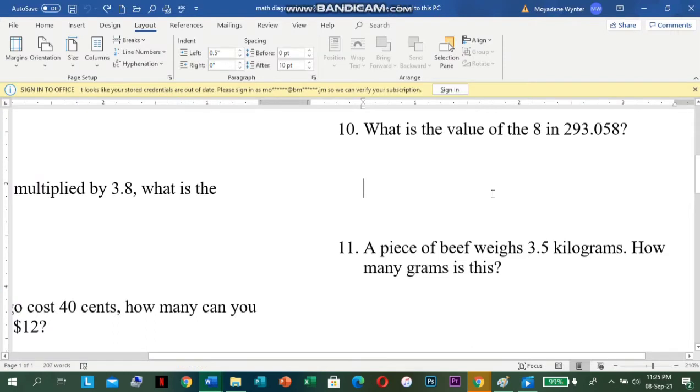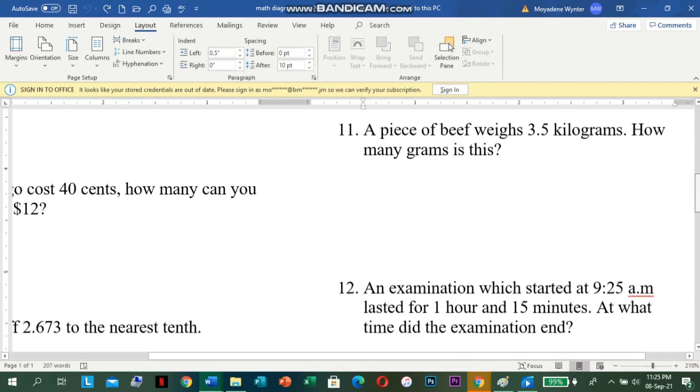Okay, so we move to the other question, number 11, that says a piece of beef weighs 3.5 kilograms. How many grams is this? Now, we know that kilo means 1,000. If kilo means 1,000, that means we are going to multiply the 3.5 by 1,000 to know how many grams this is.